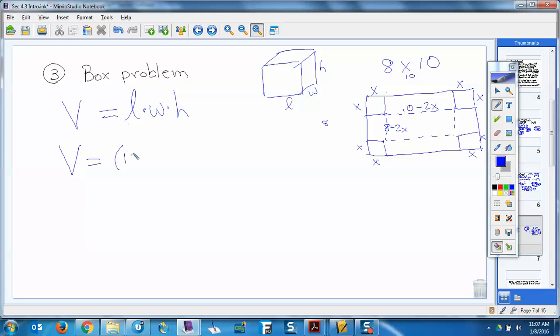So length is going to be 10 minus 2x. Width is going to be 8 minus 2x. And the height is going to be x. Length times width times height. Now, on your calculators, you can just type that in. It's probably not a bad idea to do that, so we don't have to FOIL it all out. So go ahead and type that in, and let's just let the calculator do that for us.